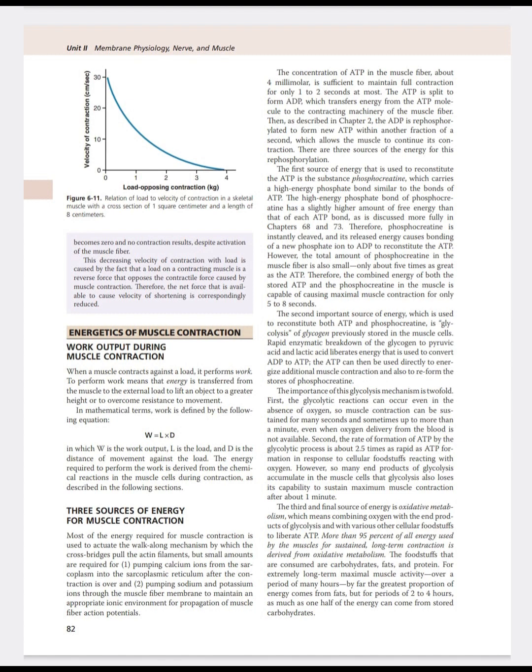Now just highlight the third paragraph. The first source of energy that is used to reconstitute the ATP is a substance, phosphocreatine. Just highlight this. Then the second important source of energy, which is used to reconstitute both ATP and phosphocreatine, is glycolysis of glycogen. Highlight this. Then the third and final source of energy, that is the last paragraph, is oxidative metabolism. Highlight these 3 points only.